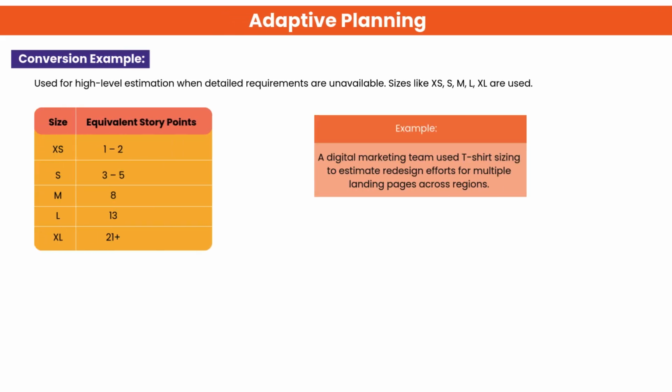This slide shows how T-shirt sizes can be converted into approximate story points. XS, S, M, L, XL are mapped to increasing effort ranges. Example, a marketing team used T-shirt sizing to estimate redesign work across multiple landing pages.